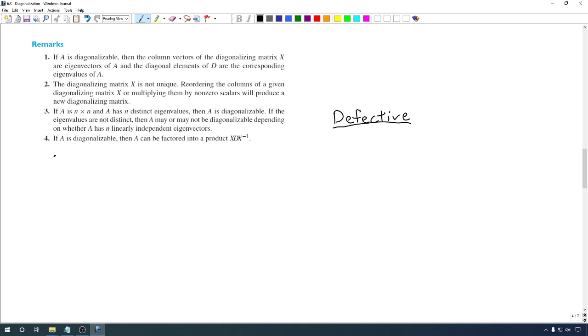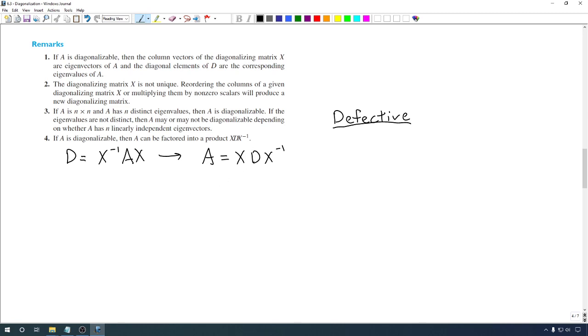Finally, we have part 4, which seems kind of weird. Why are they stating this? All we're really doing here is remember, we have our D equals X inverse AX, and they're turning that around, just moving the X's over to the other side and saying that A equals XDX inverse. Why do we have both of these? Well, we actually mention this because having this way of writing A in terms of a diagonal matrix and X can make some stuff easier.